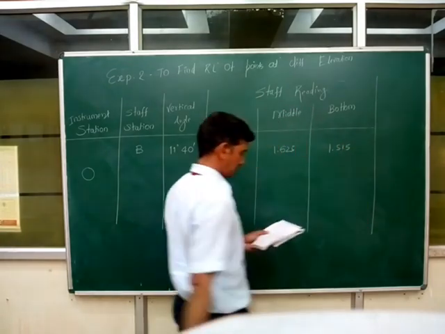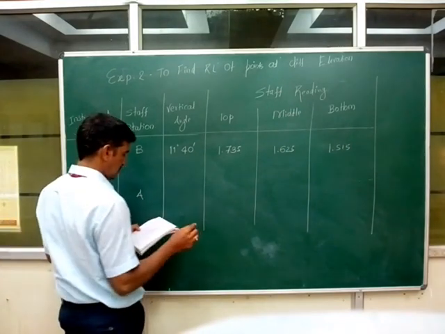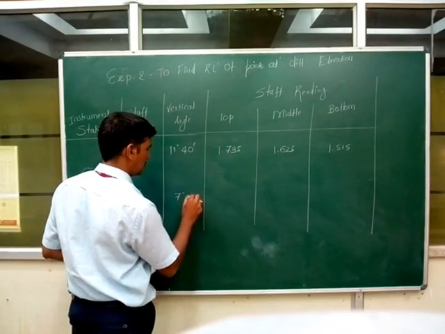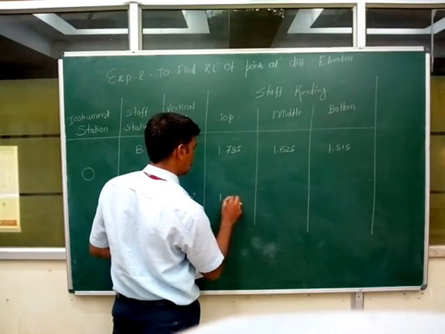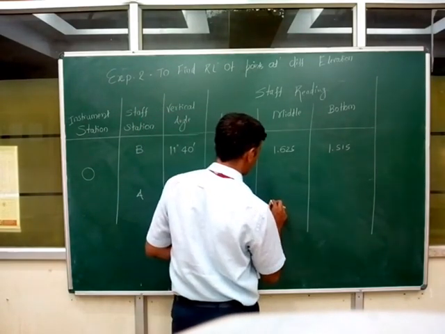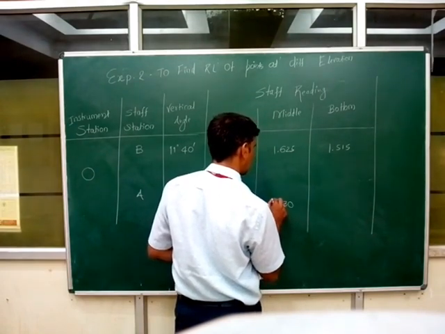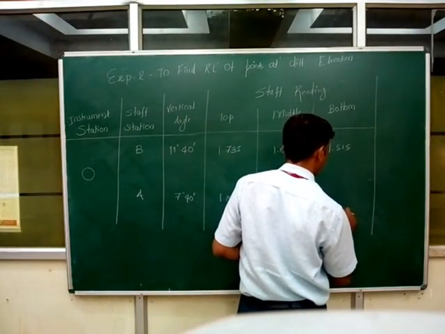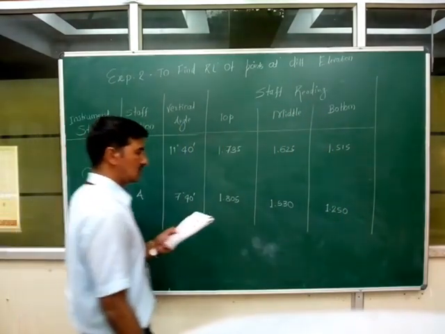1.511. Next, for the staff station A, the vertical angle is 7 degrees 40 minutes. Top cross hair reading is 1.805, 1.53 is your middle cross hair reading, and 1.25 is the bottom cross hair reading.